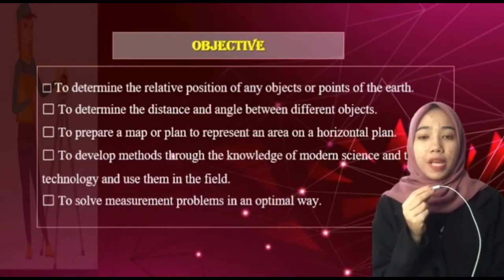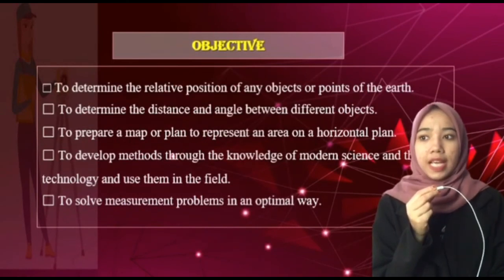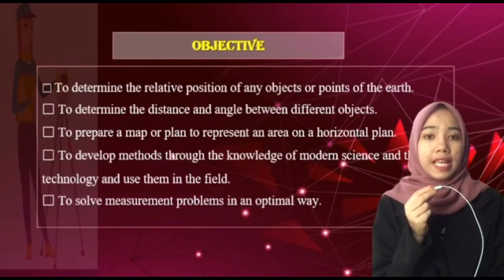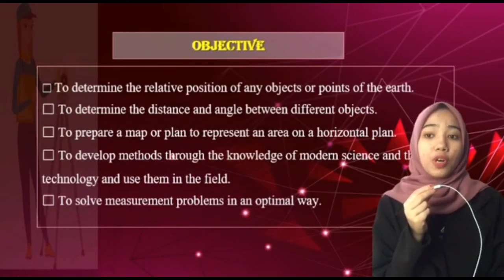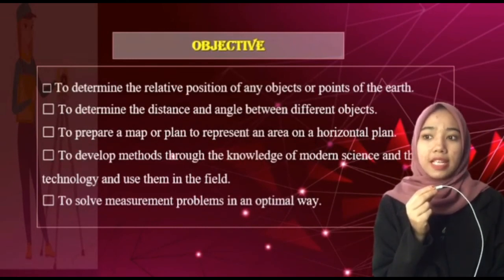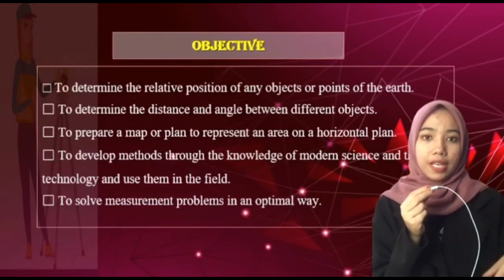This is the objective of our report. First, to determine the relative position of any objects or points on the Earth. Second, to determine the distance and angle between different objects. Next, to prepare a map or plan to represent an area on a horizontal plane, and to develop methods through the knowledge of modern science and technology and use them in the field. And last, to solve measurement problems in an optimal way.